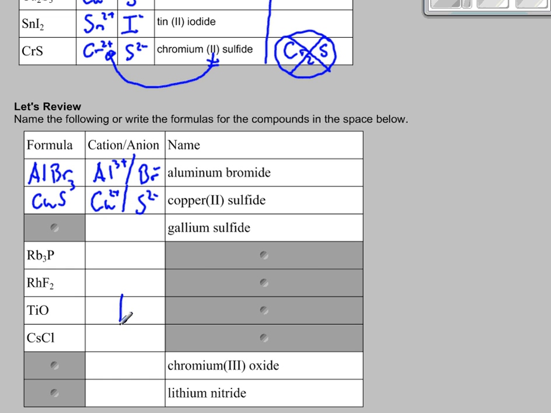All right, now let's jump down here where we're going from a formula to a name. So in this case, we know that oxide is a 2 negative charge, because it always is, unless it's a peroxide, but we'll talk about that in a later lesson. And then the titanium, since this has to be neutral, the titanium must be Ti2+. So my answer in this one has to be titanium(II) oxide, because that's the charge on the titanium ion.